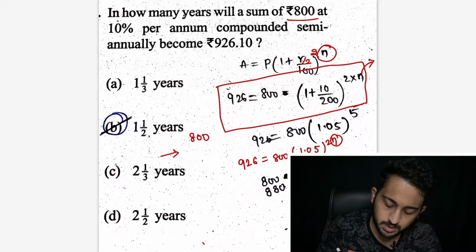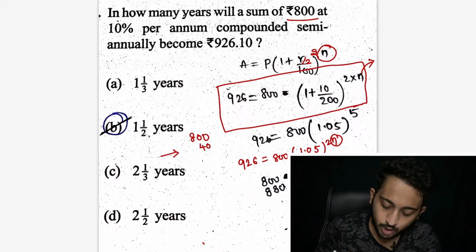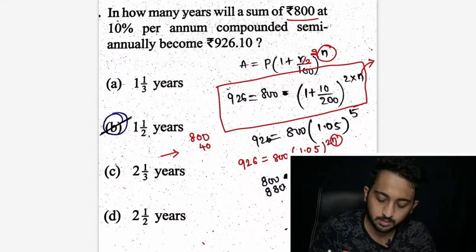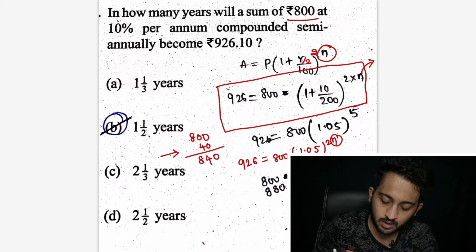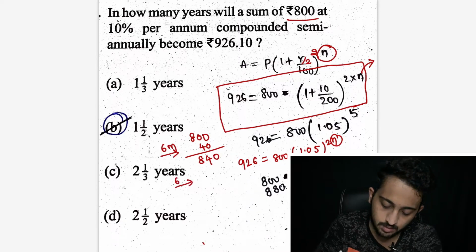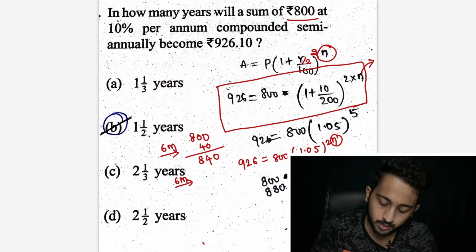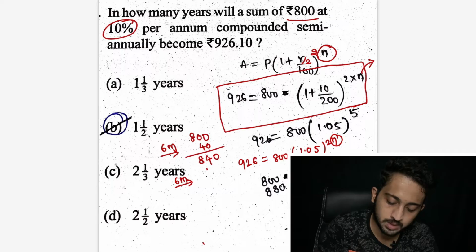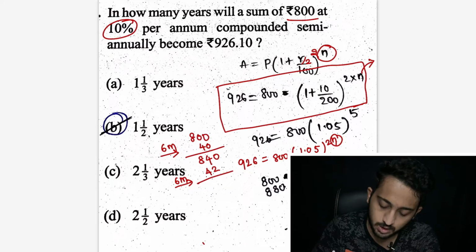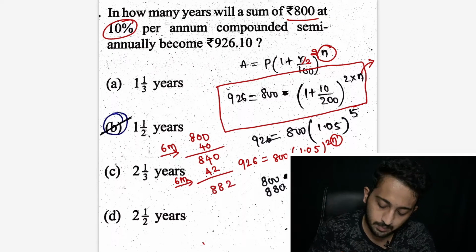for the first 6 months, the interest would be 40 rupees. Since 80 rupees is for the interest of 1 year, for 6 months the interest would be 40 rupees. So after 6 months, the capital would be 840 rupees. So again for the next 6 months, interest would be 42 rupees because for 840 interest is 84 rupees at the rate of 10%. So for 6 months the interest would be 42 rupees. So the capital would be 882 rupees.